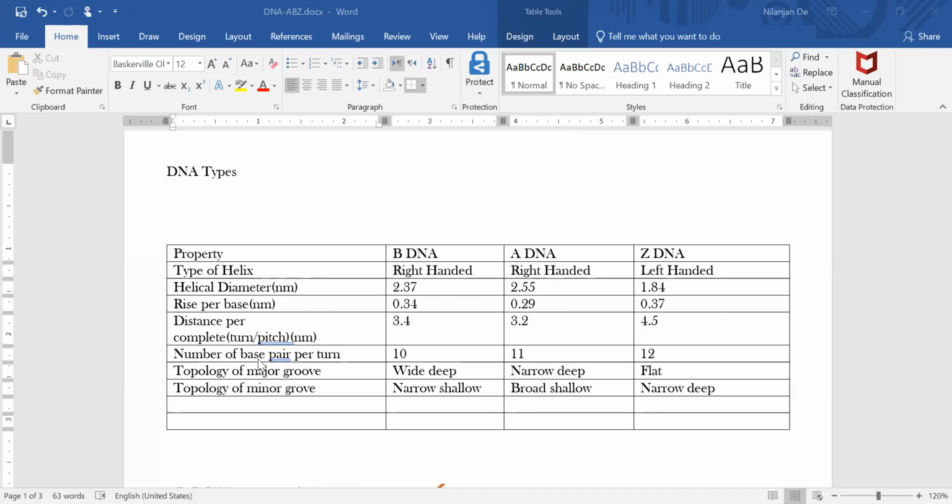Number of base pairs per turn: 10 in B, in A it is 11, in Z it is 12. Now, topology here means how it appears. I showed you the diagram of B earlier, right? The major groove looked like a very wide V, whereas the minor groove looked like a very narrow V. Now, deep or shallow.